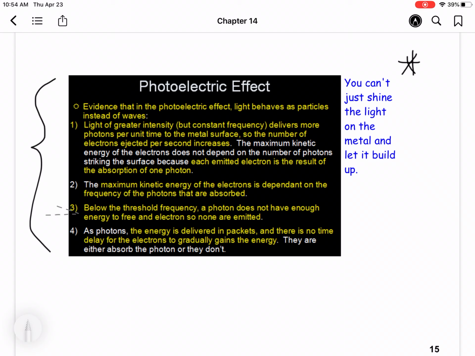Okay, anything below the threshold frequency, anything below that work function, is not going to free any electrons. And as photons, energy is delivered in packets, and there's no time delay for the electrons to gradually gain energy. They either absorb the photon or they don't. So these packets of energy are hitting the electron and actually changing the electron's energy level.